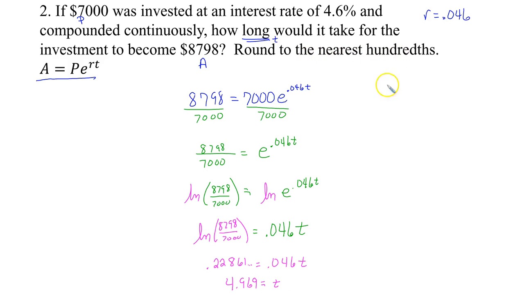It says round to the nearest hundredth. So time rounded to the nearest hundredth is 4.97 years. And that's how long it's going to take $7,000 to become $8,798. Excellent.